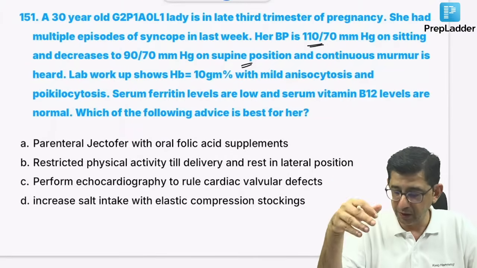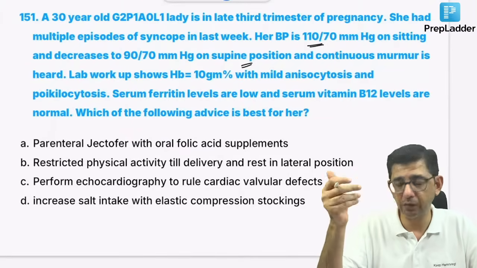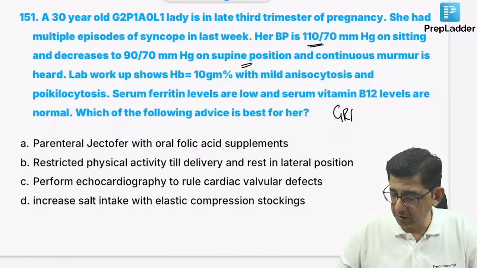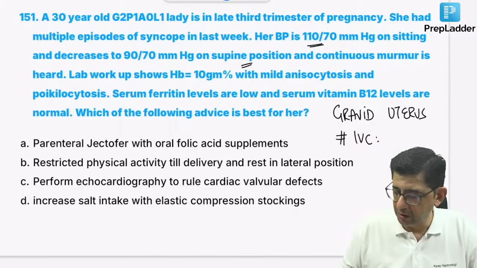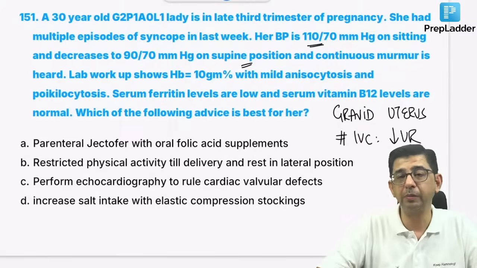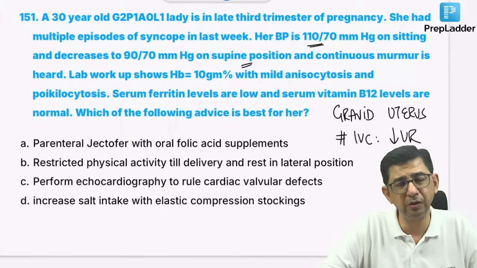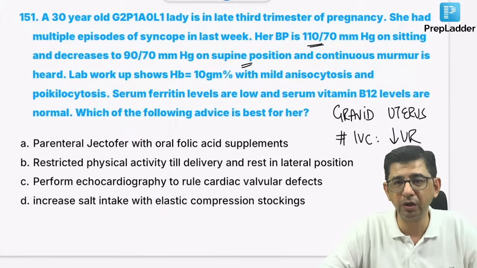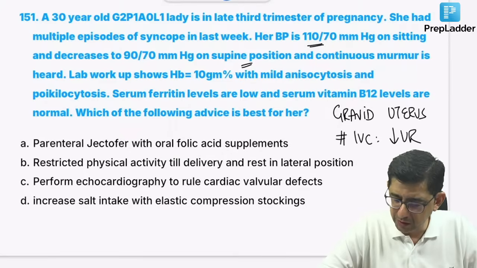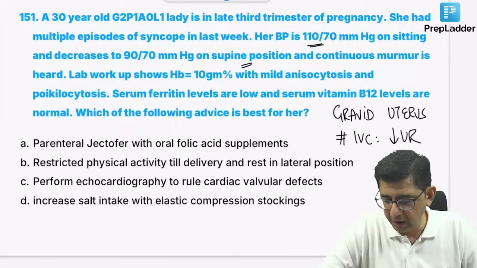So what is happening in this case is that there is compression of the IVC. I mean, when she's lying in supine position, the gravid uterus is causing compression of the IVC. The venous return of the patient is becoming lesser, so that is why the blood pressure is decreasing in a supine position, and that explains we need to tell this lady to turn to one particular side, especially while lying. And then everything else in the question is a distraction, because hemoglobin is 10 and the serum ferritin levels are low in this patient.